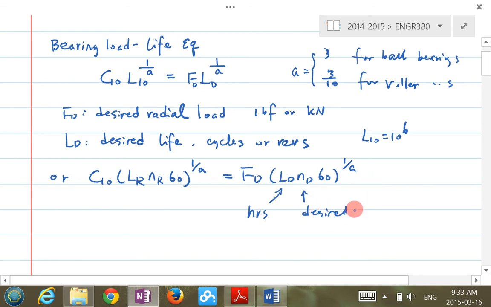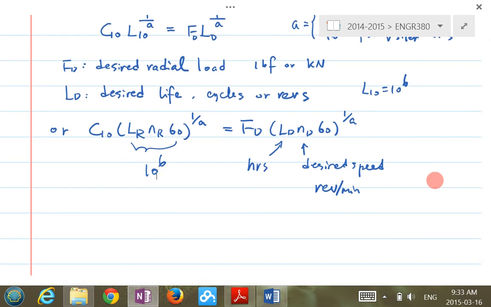Basically it's in revolutions per minute. Then you use a slightly different equation here, but this whole bunch here is still 10 to the power 6, so that's your L10.